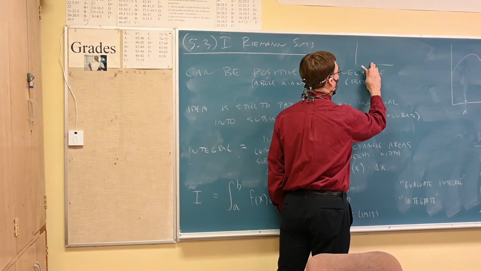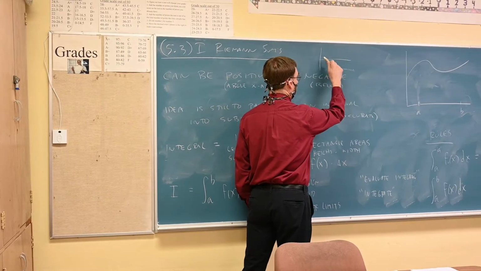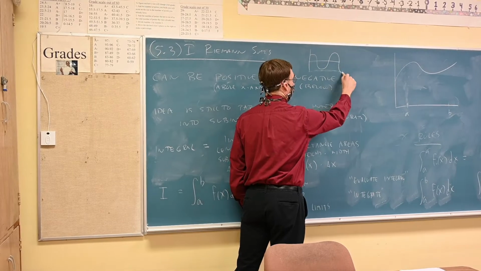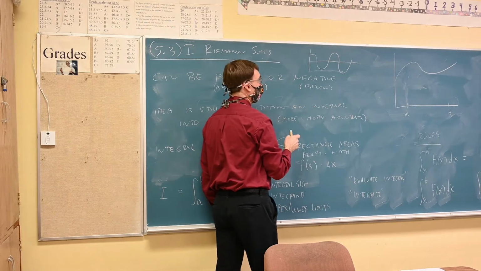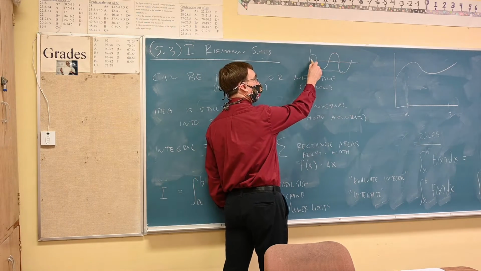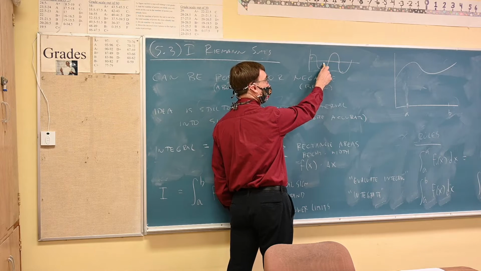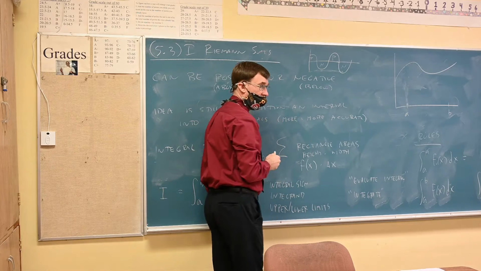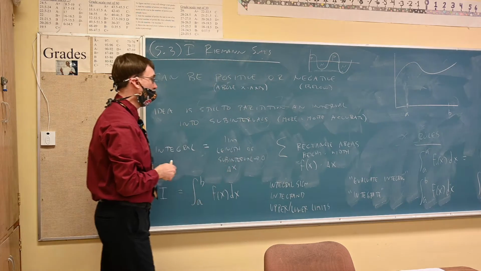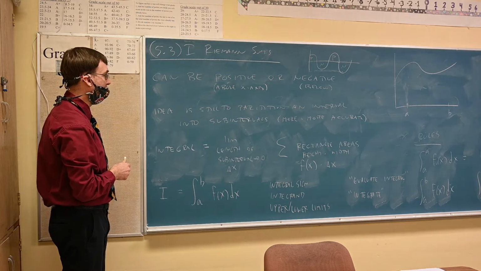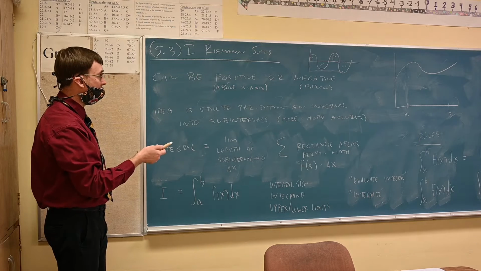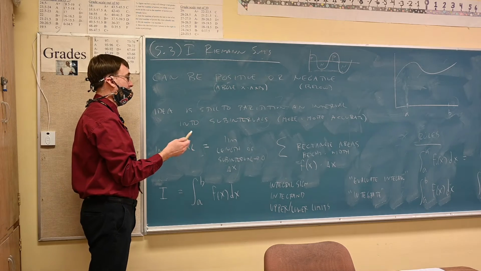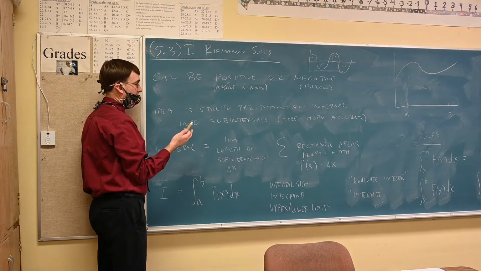Everything we've done has been above the axis to this point. But if I gave you something like that, we want to look at this as a positive area, this is a negative area, this is a positive area, and this is a negative area. Today we'll encounter that for the first time. Things below the x-axis will be treated as negative values, above the axis as positive values.